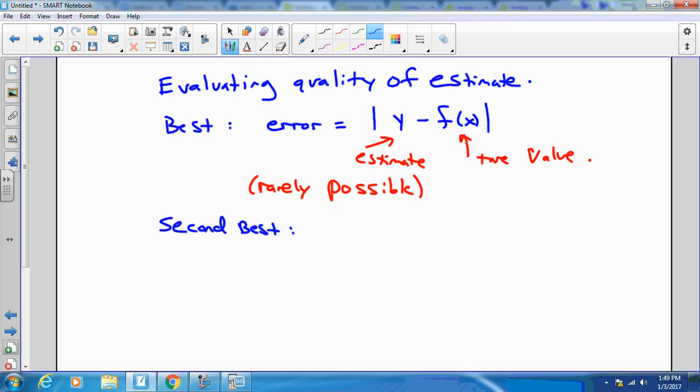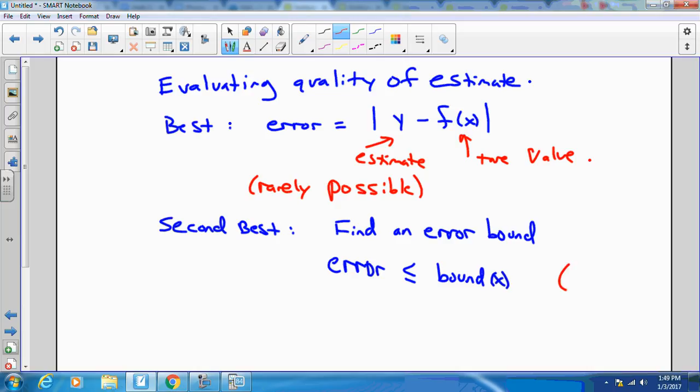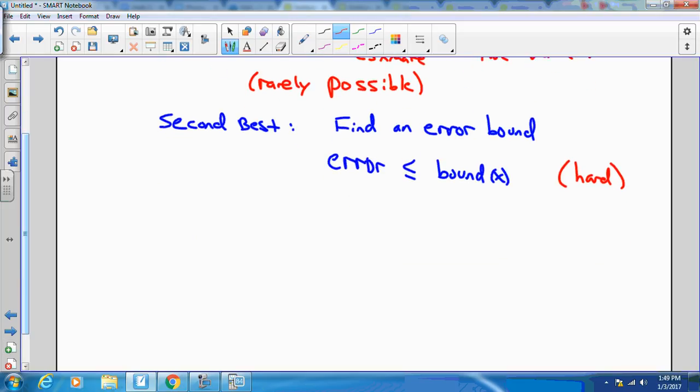The second best thing that we could do is to put a bound on it. In other words, we could say that the error is going to be less than or equal to some bound, which is a function of x. This is the kind of thing that you learn to do in a numerical analysis class. We're not going to do that here, because the computations can be kind of hard. But this is something to look forward to in college.